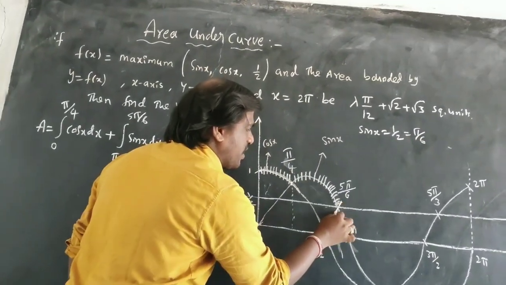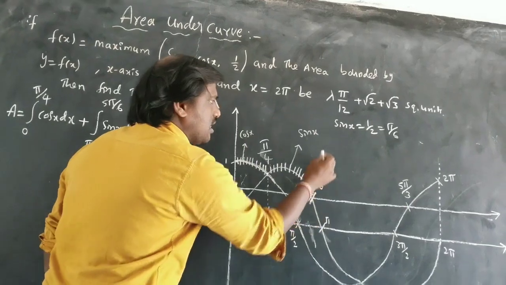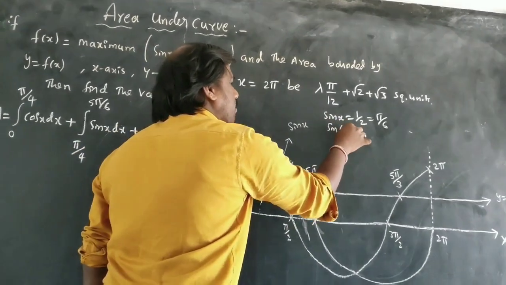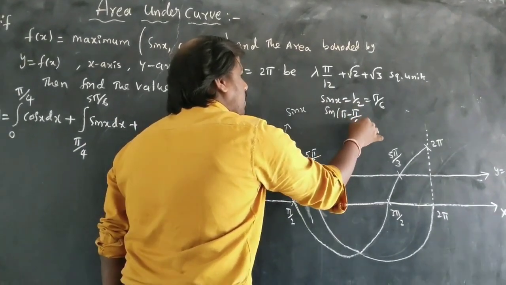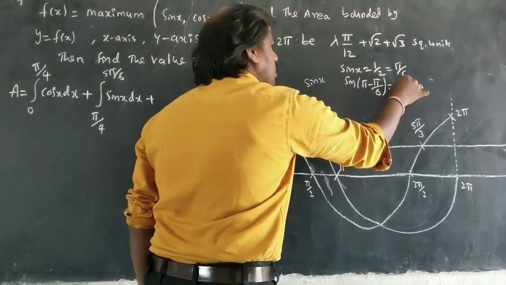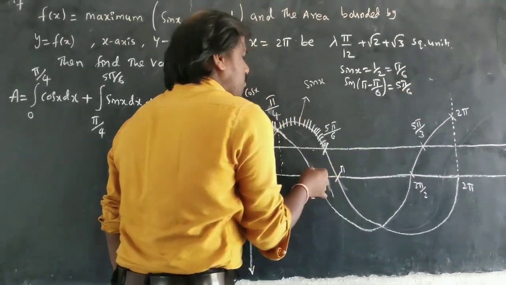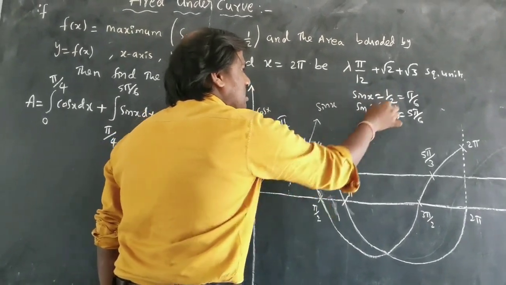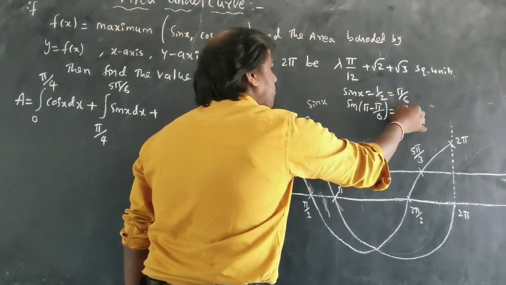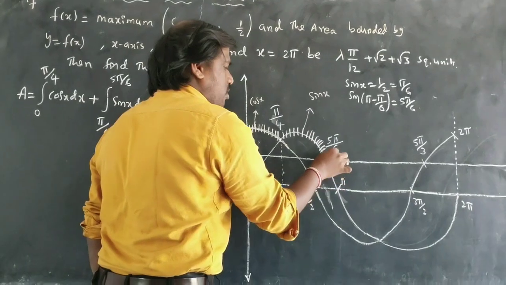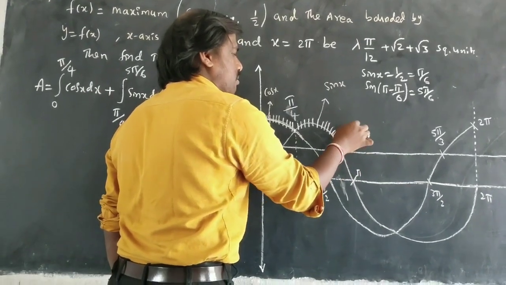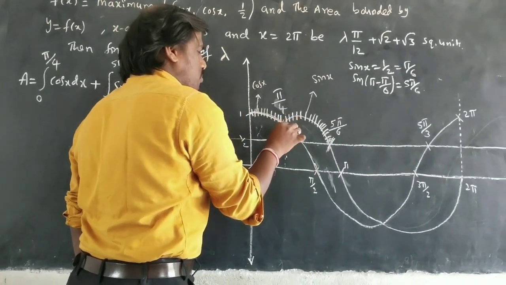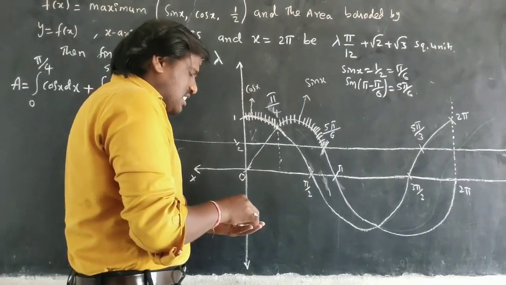And you want to find this one in the second quadrant. It will be π minus π/6. π minus π/6 is how much? 5π/6. Sin x is equal to half when it is 5π/6. So this point of intersection is 5π/6.